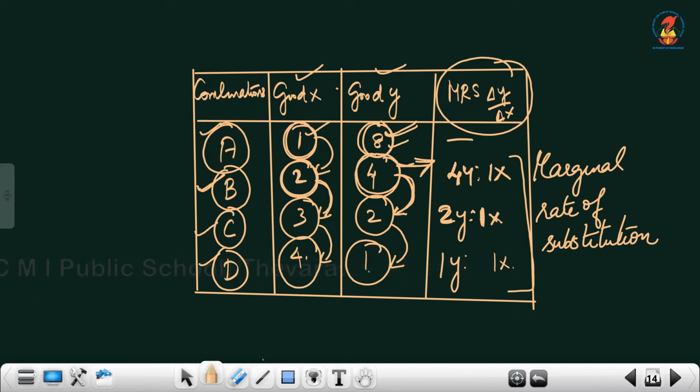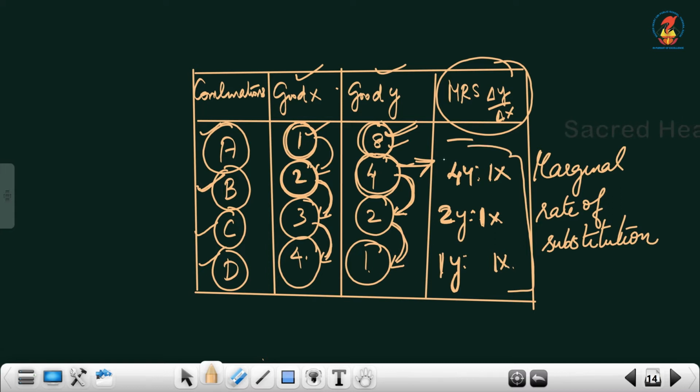Now, the next one is 1 is sacrificed for Y and 1 is gained for X. Therefore, it is 1Y is to 1X. So, these are the different combinations.